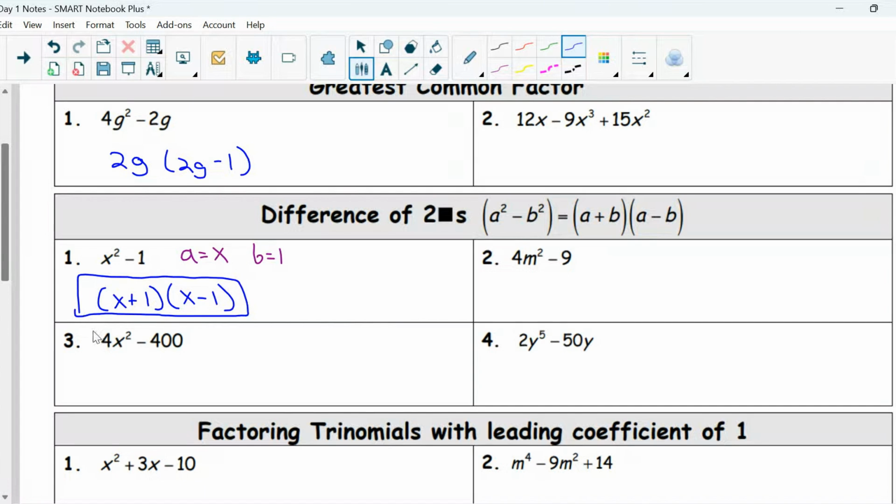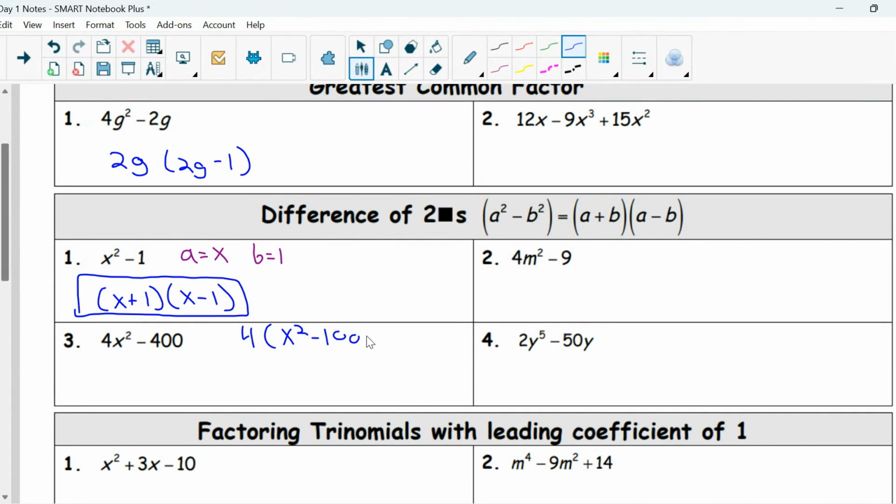Okay, skipping ahead to number 3. Remember, even when you have a difference of squares scenario or a factoring trinomial scenario, you still have to look to take out a greatest common factor. So number 3, first looking at my coefficients, it appears that I can factor out a 4 from both 4 and 400. So the first thing I'm going to do is factor out a 4, which leaves me with x squared minus 100.